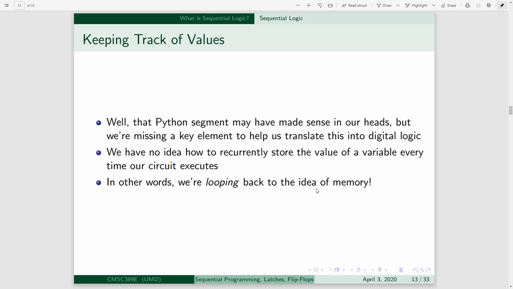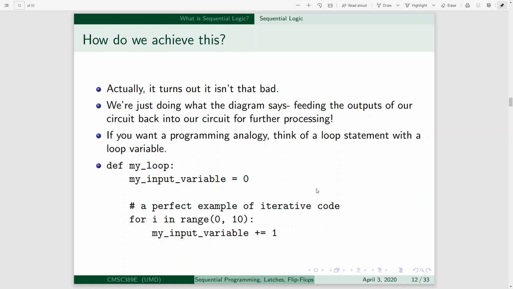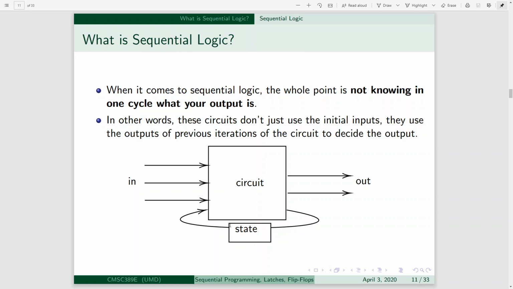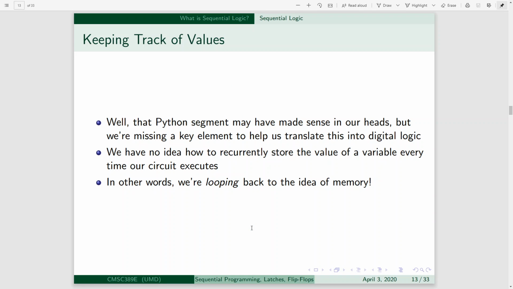So that Python segment may have made sense in our heads, but we're missing a key element to help us translate this into digital logic. Let's take a look at this Python statement. Here, we're keeping track of a variable as we continue in that loop. I want you to pay attention to state, because this is our main idea here. We're going to have to start thinking about how we're actually going to deal with this.